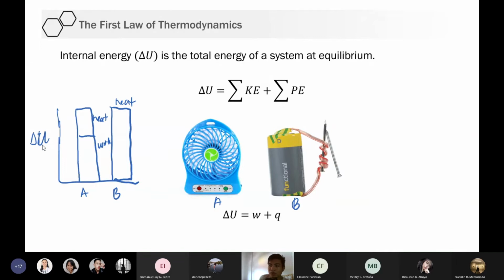Mapansin mo, we can measure internal energy by determining the work, yung galaw, na kaya ma-produce because of the battery, and yung heat na kaya niya i-produce. Ano gagawin mo to measure heat? Kuha ka thermometer, tas pwede mo ma-measure yung heat doon. Okay? So, yan.